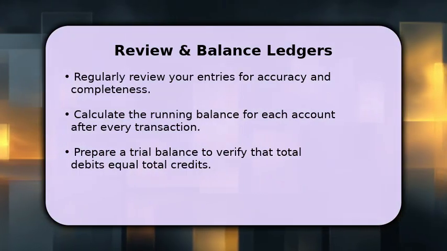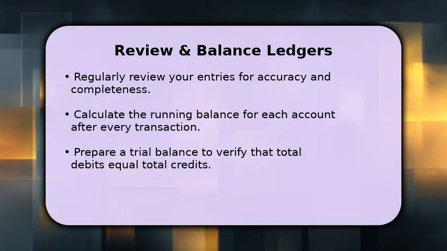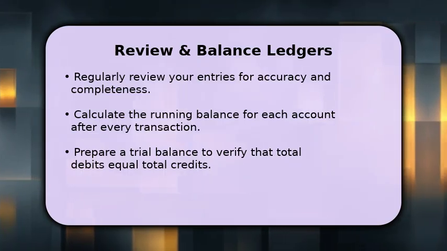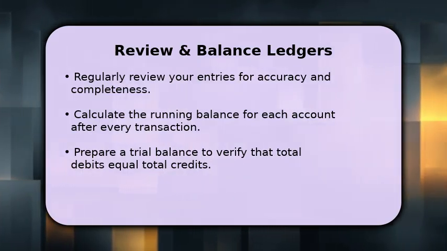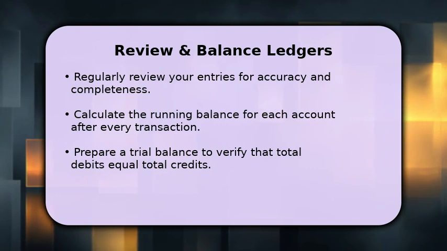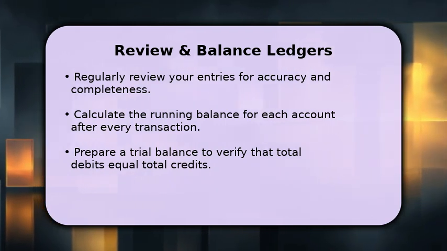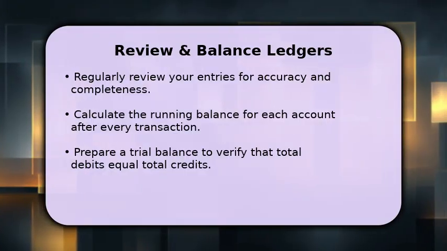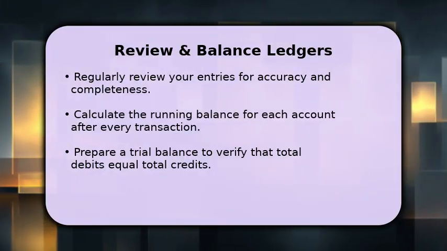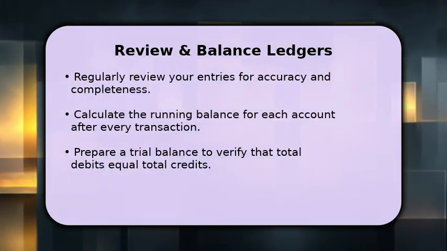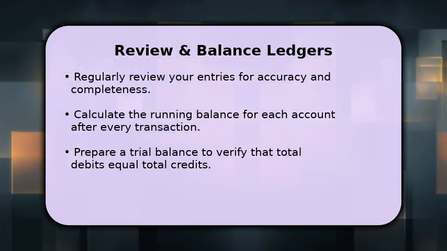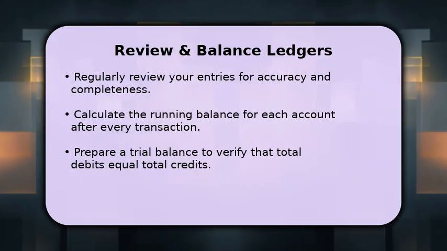Regular review is vital for maintaining accurate financial records. After each transaction, calculate the running balance for every affected account. This helps you see your financial position in real time. Periodically, prepare a trial balance, which is a list of all your accounts and their balances. This crucial step verifies that the sum of all debit balances perfectly equals the sum of all credit balances, confirming your ledger's mathematical accuracy.